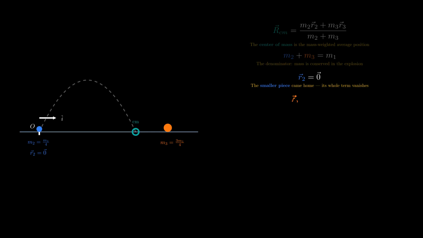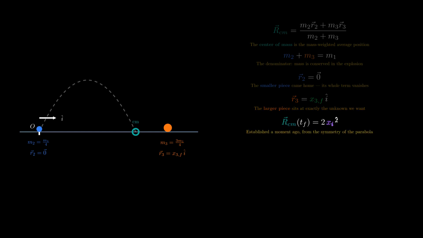The larger piece sits at r vector sub 3 equals x sub 3f i hat, which is exactly the unknown we want. And the left-hand side we established a moment ago: r sub cm equals 2 x sub i, i hat. Put it all together.